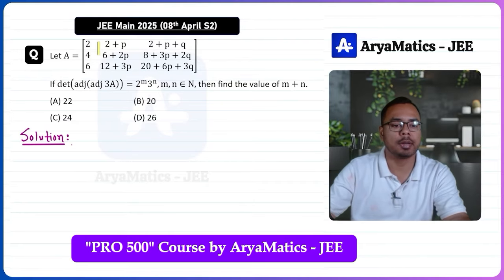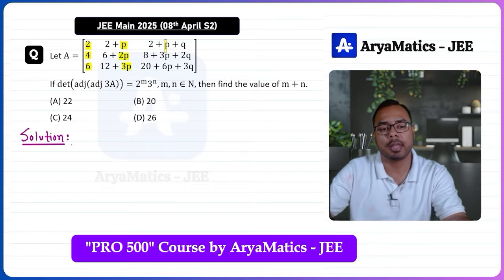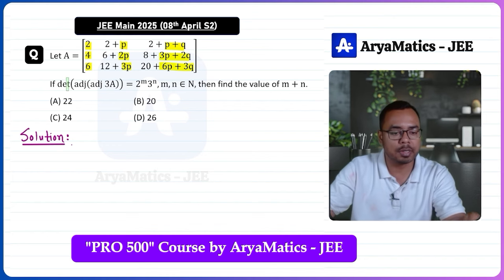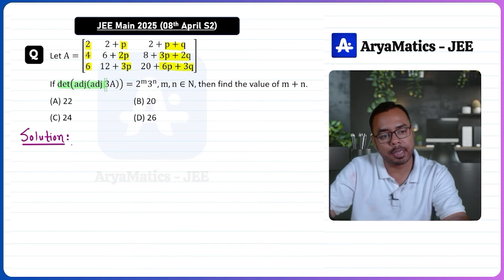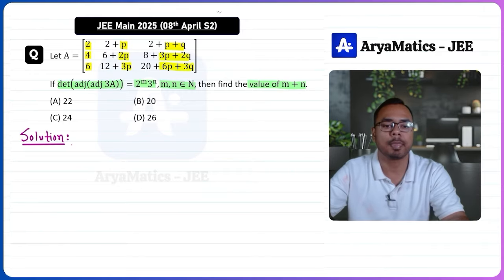Let A be this matrix. In the first column, we have 2, 4, 6. Then in the second column, we have these unknowns P. And then in the third column, we have Q with some constant also. Now, if the determinant of adjoint of 3A is 2 raised to m into 3 raised to n, where m and n are natural numbers, then we have to find the value of m plus n.